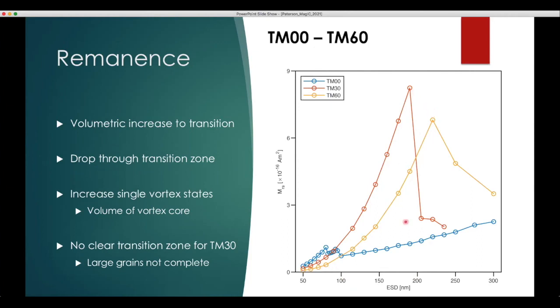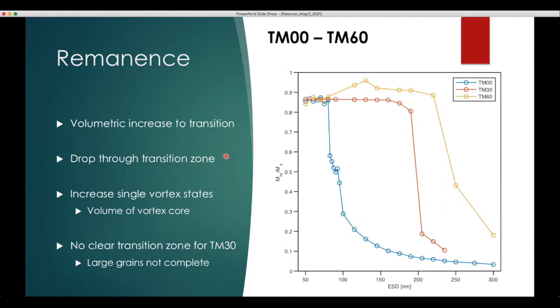And the same is true for TM60. These sharp drops that we see here represent where we move from uniformly magnetized to a vortex state. But these last couple of points are maybe not so robust.